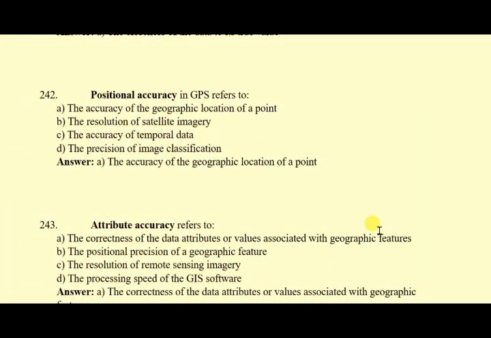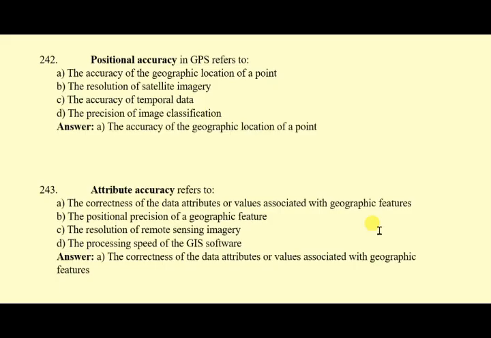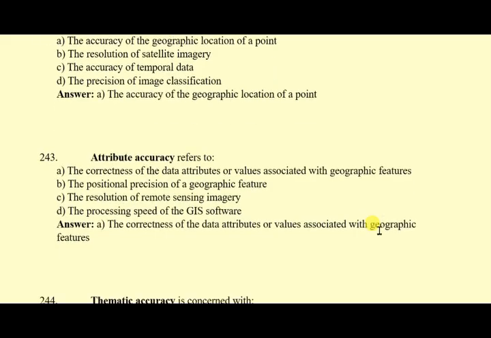Question 242. Positional accuracy in GPS refers to the accuracy of the geographic location of a point, the resolution of satellite imagery, the accuracy of temporal data, the precision of image classification. Here the right answer will be the accuracy of the geographic location of a point.